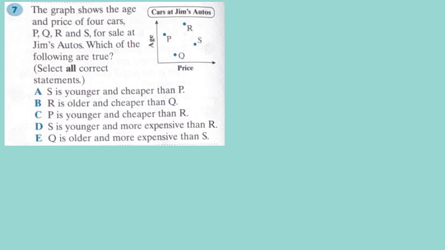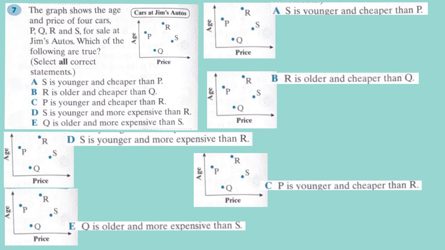The way that I want to explain it to you is to show you that graph for all statements, and we will go through each statement together. I reproduced this graph for each particular statement. So if we look at statement A here, that S is younger and cheaper than P. What we're going to look at first is just S and just P, and we'll ignore R and Q.